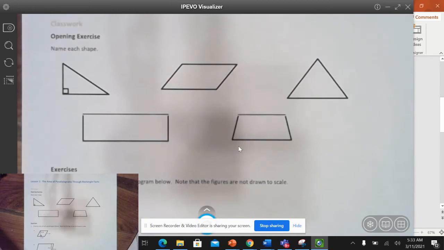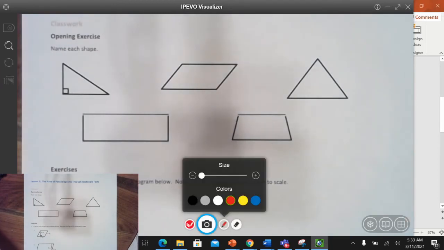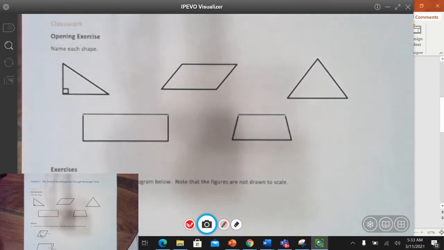So this first shape is a right triangle because it has this right angle right here. And we know that if it is a right triangle, it's always going to have that box for the angle. So this is a right triangle. The next shape has 4 sides and 4 angles. This is called a parallelogram because all the sides are parallel.